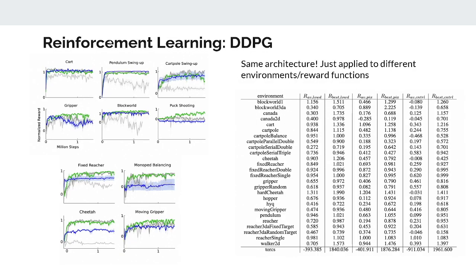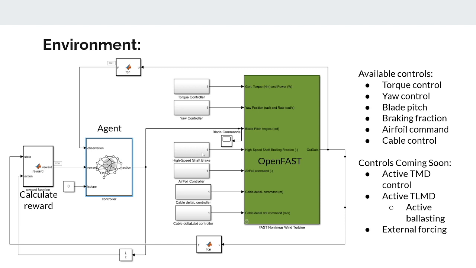So reinforcement learning's strength is in generality. For all these examples, this is from the original Lillicrap paper. It's the same architecture, just applied to different environments and reward functions. So for all of these, for cart pendulum swing up and cart pole swing up, the algorithm is able to learn with the same architecture in just different environments.